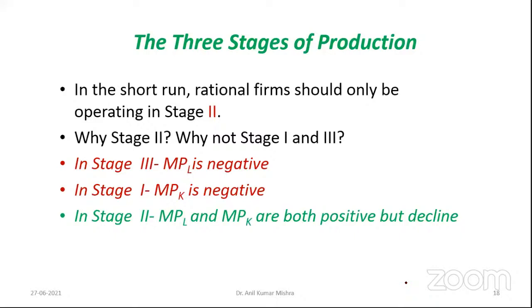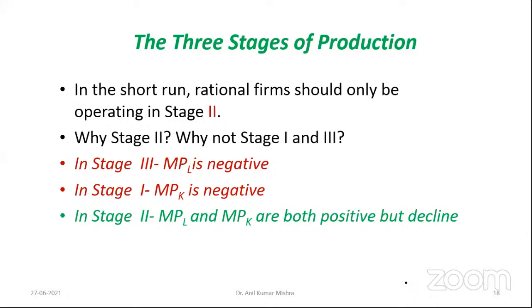Actually, a rational producer, a rational firm, always chooses the second stage. He never chooses the first and third stage. But the question arises, why does the producer always choose the second stage? Why not the first and third stage? You can remember, going back to the table as well as the figure, that in the first stage we can find the marginal product of the variable factor.